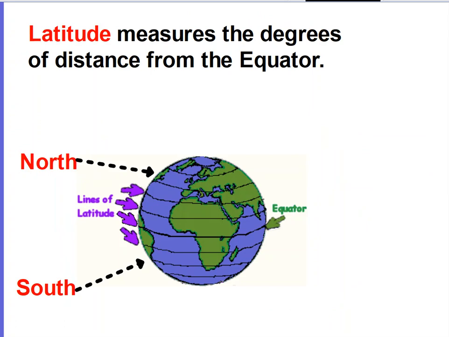Latitude measures the degrees of distance from the equator. Okay, so your equator's there in the middle. You're going to have distance north and south of the equator. But the lines run from east to west. They described that really well in the video.